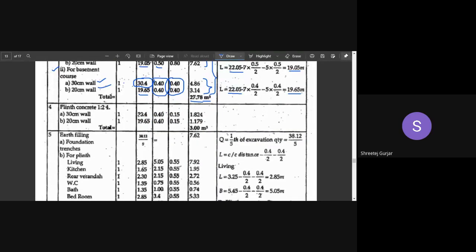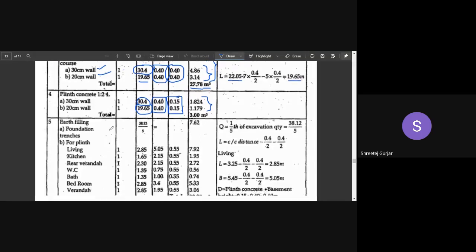So for plinth concrete 1:2:4, for the 30 centimeter wall the length is directly substituted as it is. I've shown you the width, it is 0.4 for both the 20 centimeter and 30 centimeter wall, and the thickness is 15 centimeters. So 30.4 is directly substituted, and this is 19.65. That is the same calculation that we have done here, because the width is the same, the value we get will be the same. So we substitute that and multiply, and we get the quantity of plinth concrete in 1:2:4, that is 3 meter cube.